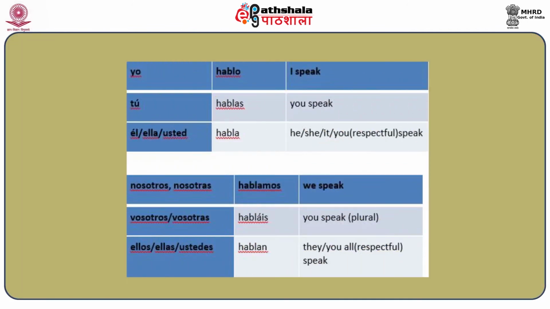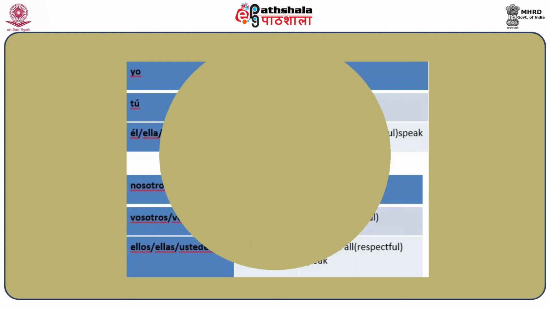Now to understand it better, let's look at the conjugation of the verb hablar formed with the above endings and the stem habl. Hablar, which means to speak, will be conjugated as yo hablo, tú hablas, él habla, ella habla, usted habla, nosotros and nosotras hablamos, vosotros and vosotras habláis, ellos and ellas and ustedes hablan.